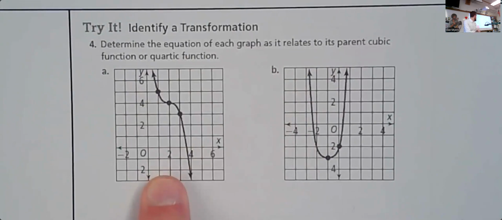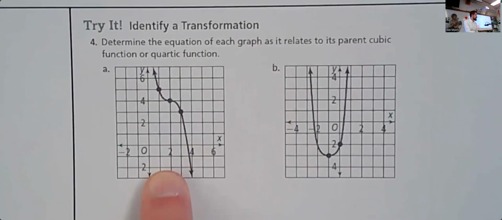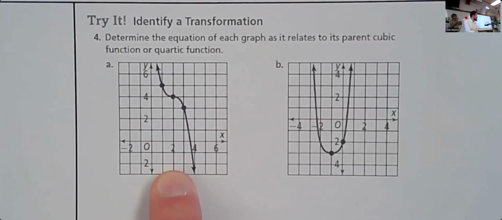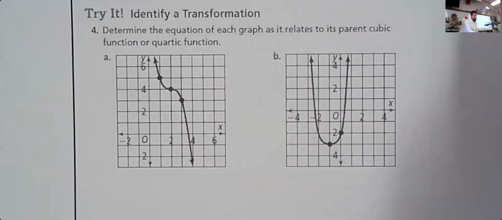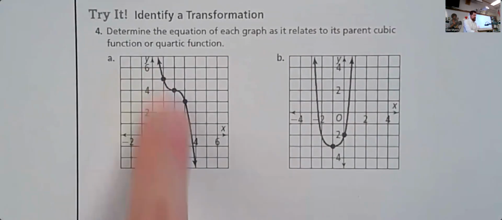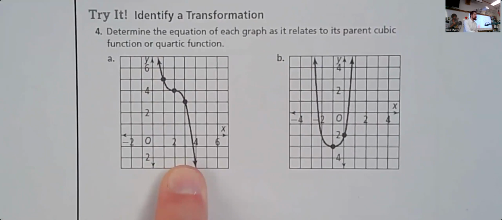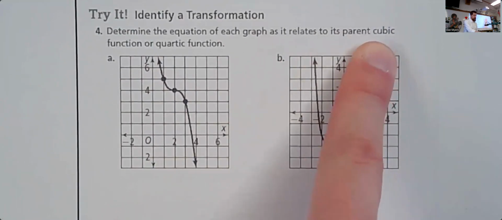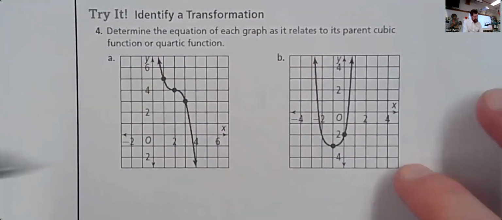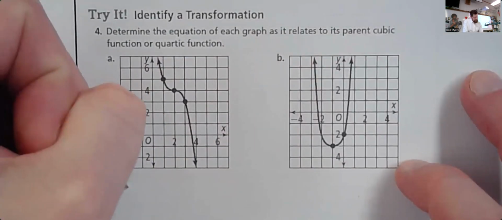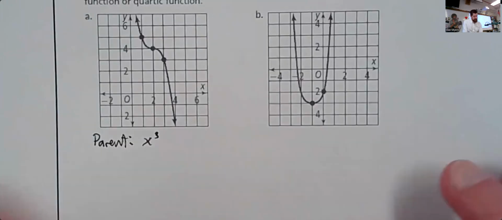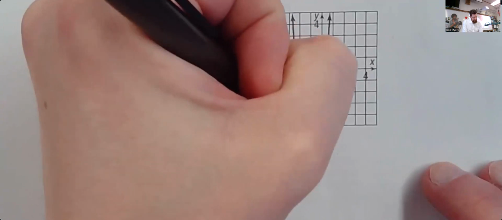So first of all, what's the parent function of A? Is that third or fourth for exponent? Three, because the ends are going in opposite directions, therefore it's an odd degree. And it only gives us 2 options here, cubic, power 3, quartic, power 4. So the parent function here is going to be x cubed, which means that the parent one over here will be x to the 4th.